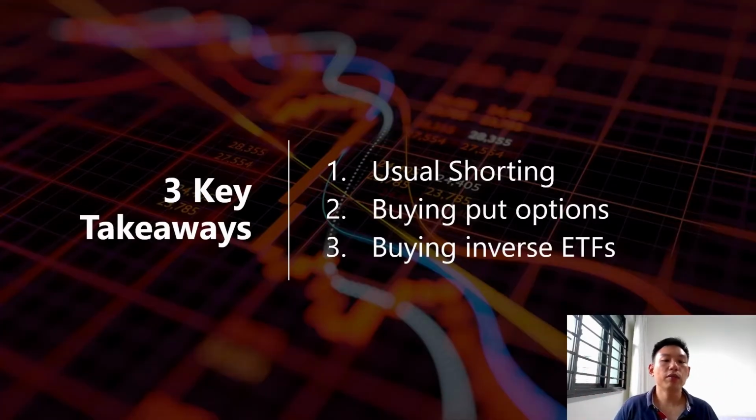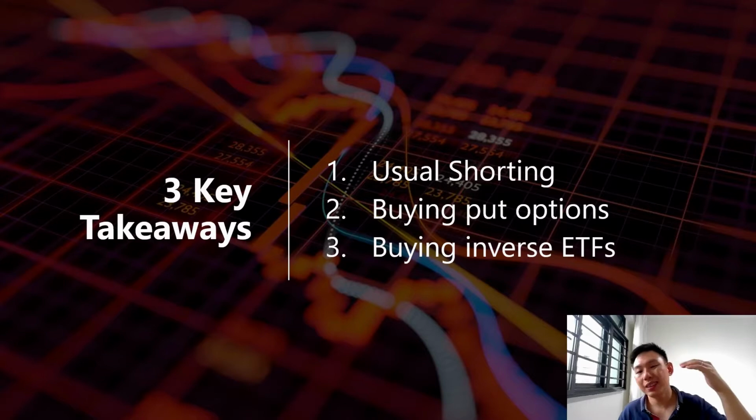To sum up, we have talked about 3 ways to do short selling. The usual traditional method, where you sell high and then buy back low, buying put options, and buying inverse ETFs. Of course, do remember to take note of the risks as well.